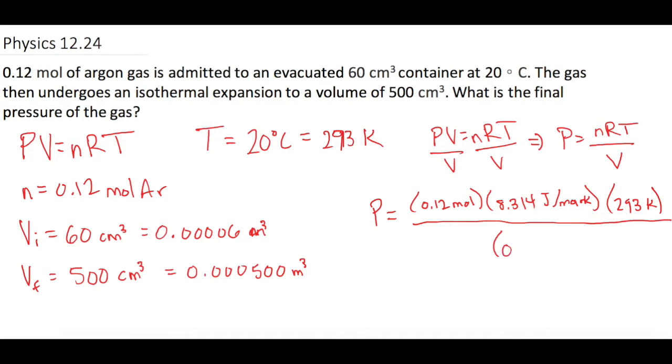Okay, so the final volume is 0.0005 cubic meters. So all of this will give us the final pressure. When this pops out of your calculator, we'll get 584,640 and change. So we have 584,640 pascals, but they want it in atm.